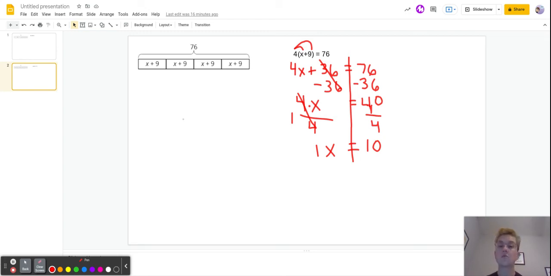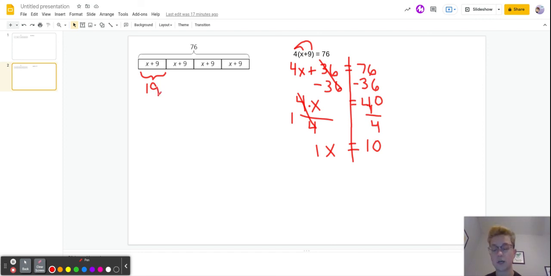Now, there's another way to do this. Let's say I'm still struggling a little bit with distributive property. It's not my strong suit. We can work around that. If we know that 4 pieces of tape are worth 76, we could figure out what 1 piece of tape is worth by dividing it by 4. And when we do that, 76 divided by 4 is 19. So that tells us that 1 piece of tape, one of the smaller pieces of tape, is equal to 19.